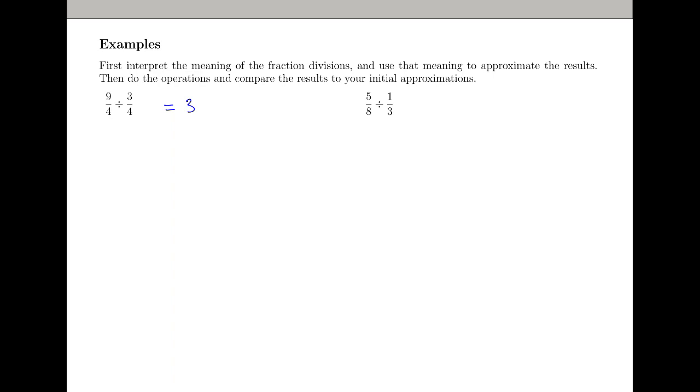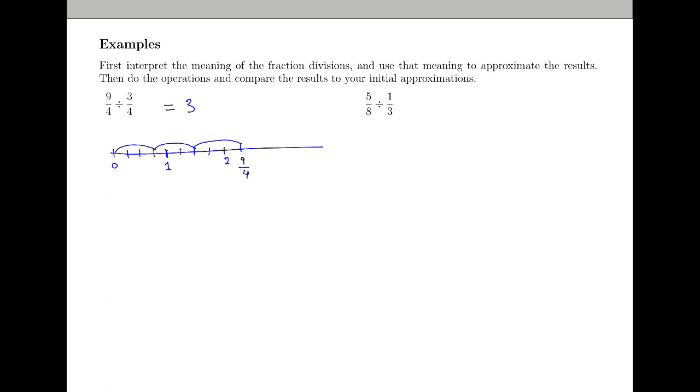Okay, and we can do a picture of it. If you have fourths, 0, 1, 2, 3, 4, 5, 6, 7, 8, 9. Here's 9/4, which would make this 2. 1, 2, 3, 4. There's 1. And if you ask how many groups of 3/4 are there in 9/4, there's 1, 3/4, 3/4, 3/4. There's 3 groups of 3/4 in 9/4.